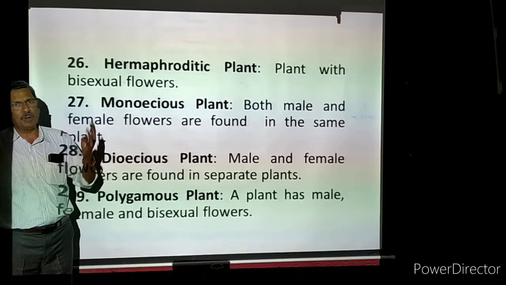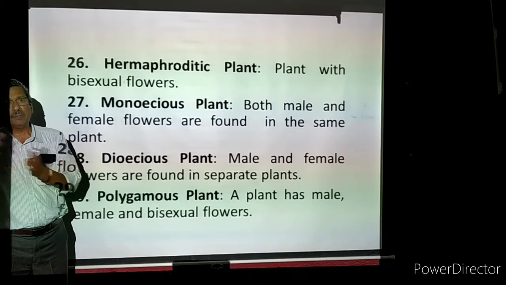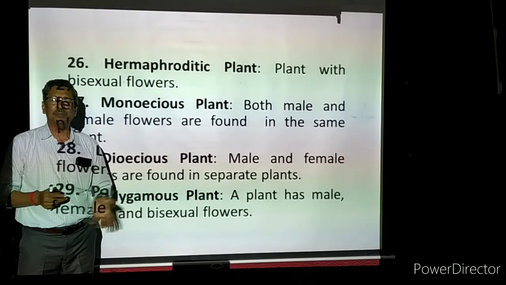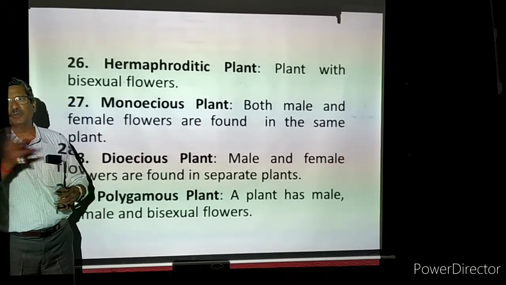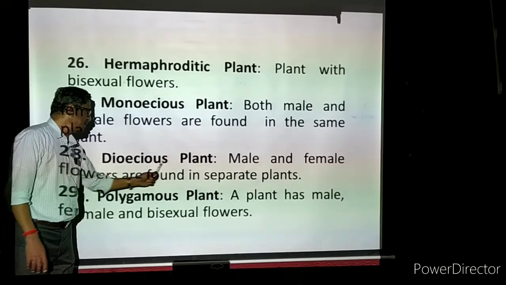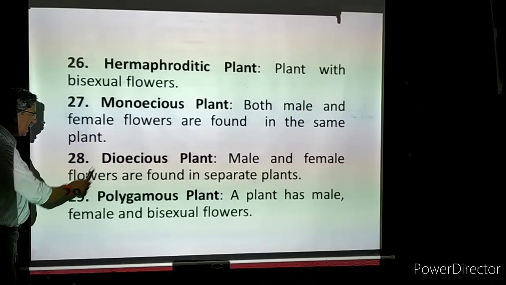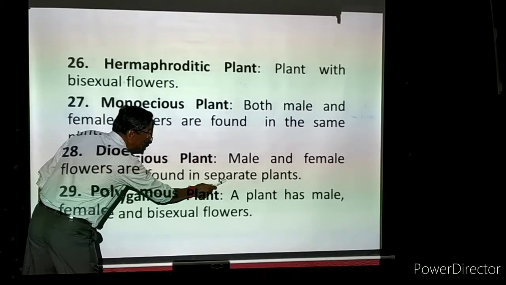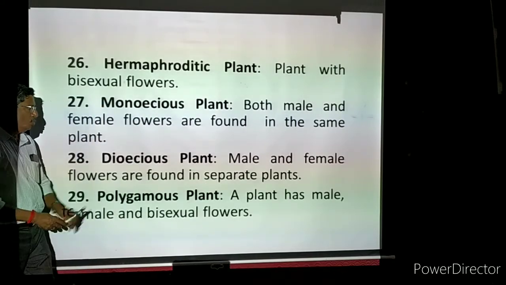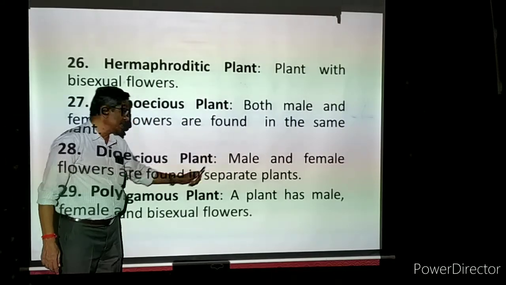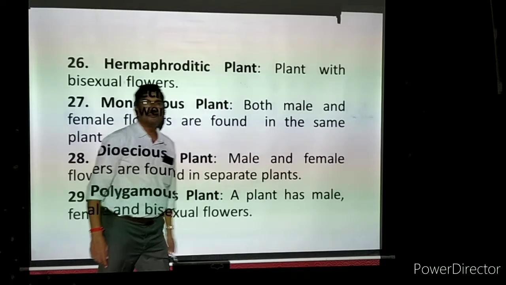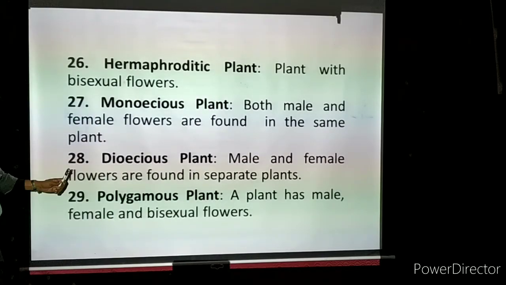So, in the plant population, we can find male plants separately, female plants separately, like animals. Male animals, female animals, like that we can find this. That is dioecious. Male and female flowers are found in separate plants. One plant is having completely male flowers. Another plant is having completely female flowers.